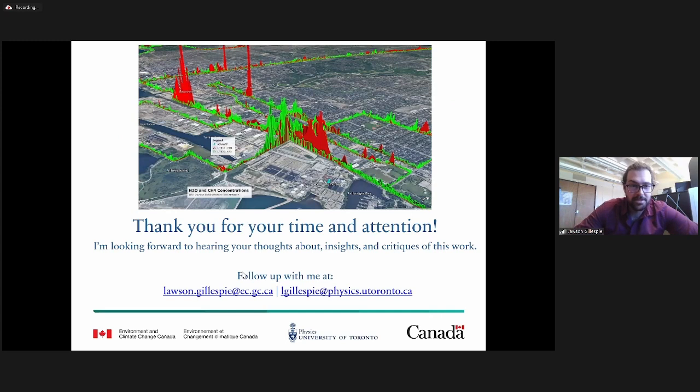And thank you for your time and attention, and I would welcome any questions or insights or critiques of this work at this time. And work moving forward, as I've hinted to here, we'll be looking at other species as well from these facilities. So we've got N2O in green there. Thank you.